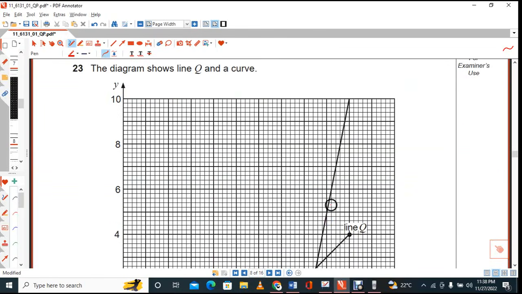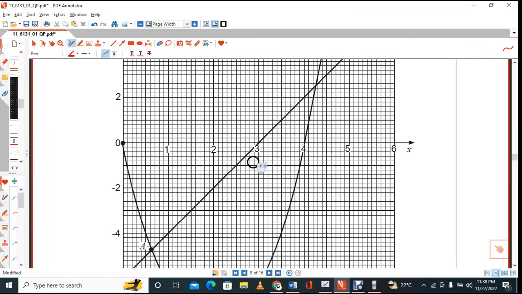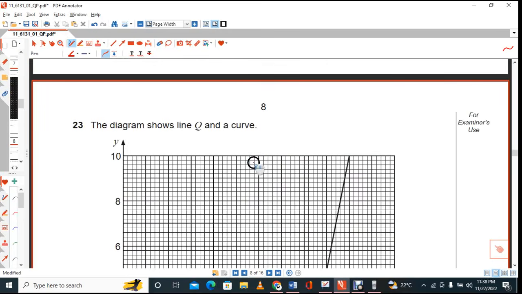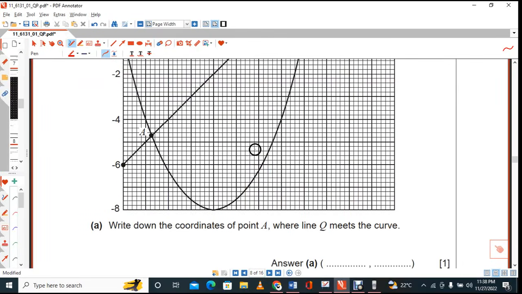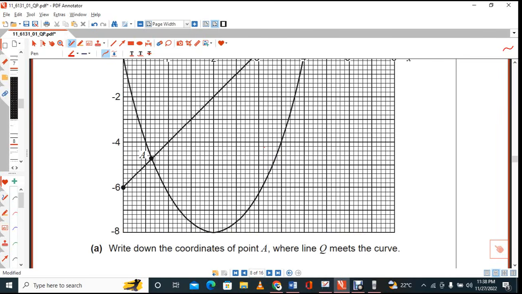Okay, question 23. The diagram shows line Q, and it also shows a curve. First question, write down the coordinates of point A, where the line meets the curve.